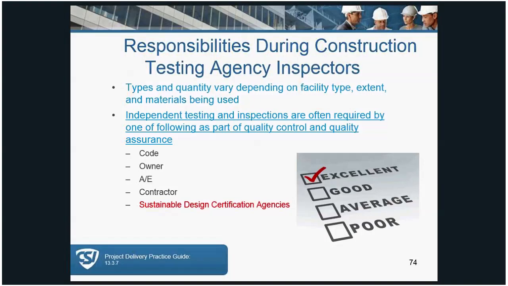Testing agencies and inspectors, you may have sustainable design certification agencies. Independent testing and inspections are often going to be required as part of the quality control and quality assurance for the project. Next.